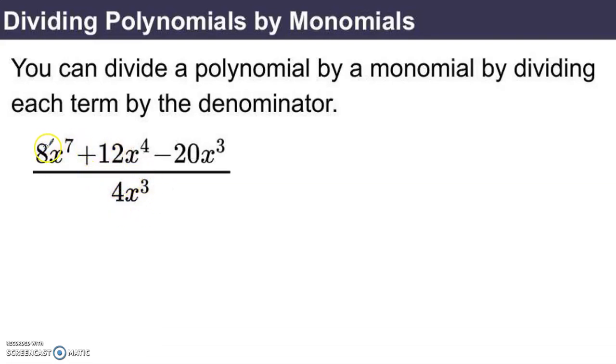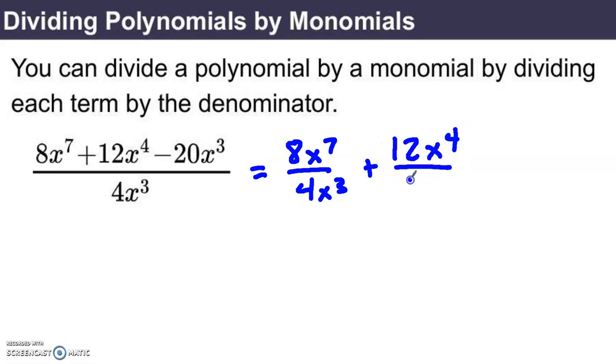So one way to divide 8x to the 7th plus 12x to the 4th minus 20x cubed by 4x cubed is to think about rewriting it as 3 little division problems. That would be the same as dividing 8x to the 7th by 4x cubed plus 12x to the 4th divided by 4x cubed minus 20x cubed by 4x cubed.